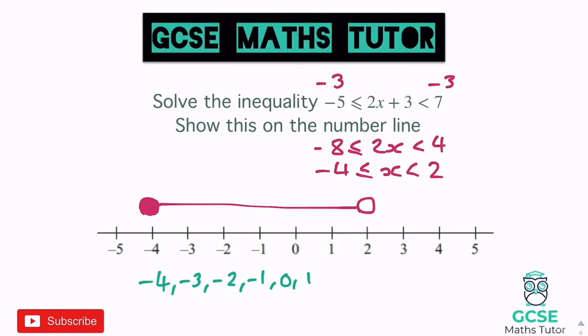Obviously we can have decimals in between 1 and 2, we could have 1.5, 1.7, any decimal that you can think of going in there, but we can't actually have 2 itself, so we won't include that in terms of an integer value.